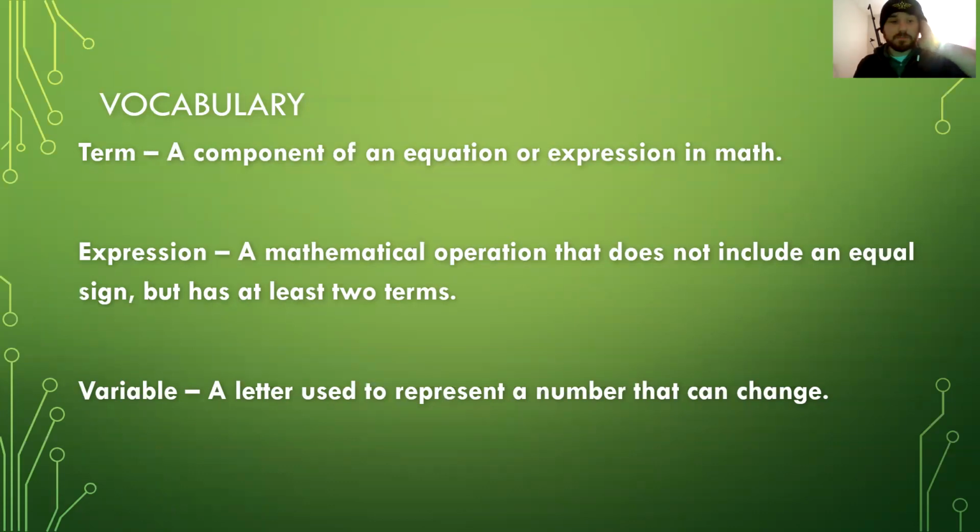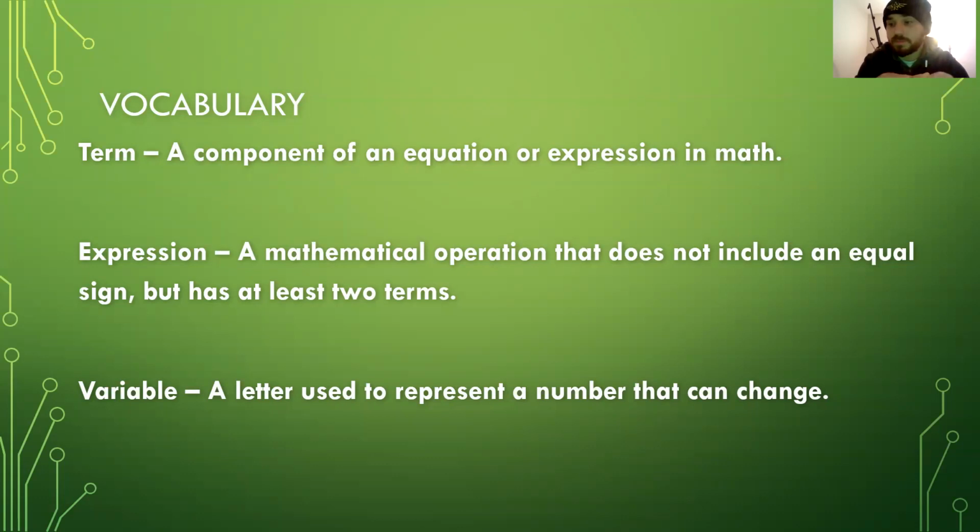So 5 is a term, 5x is a term, 5y is a term, 5x squared is a term. Anything that's just kind of like one contained number. An expression is a mathematical operation that does not include an equal sign but has at least two terms. So like 5 plus 3 is an expression. We can solve it and get an answer. That would be just 8. But you could also have like 4x minus 2 or 5y plus 3x. Those are expressions. Once we throw that equal sign in, that becomes an equation.